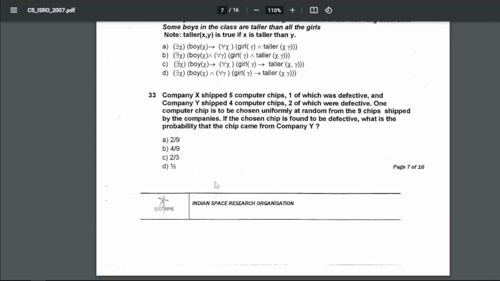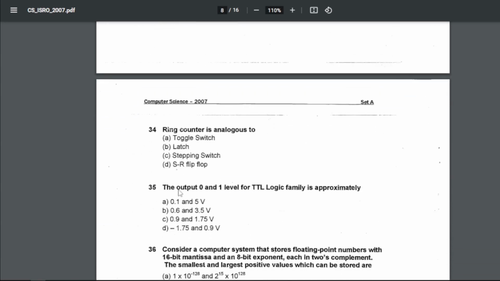Next question is 33. A company X shipped 5 computer chips, one of which was defective, and company Y shipped 4 computer chips, 2 of which were defective. One computer chip is to be chosen uniformly at random from the 9 chips shipped by the companies. If the chosen chip is found to be defective, what is the probability that the chip came from company Y? For 33 our answer will be C, that is 2 by 3.